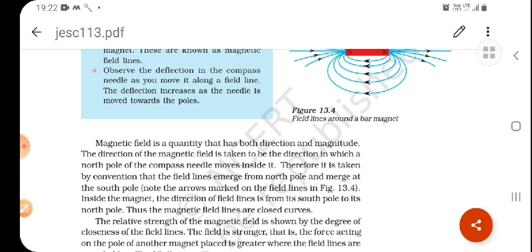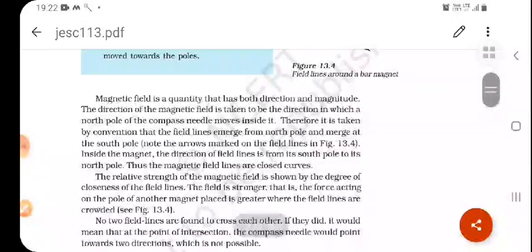The field lines emerge from the north pole and merge at the south pole. Okay, inside the magnet they emerge from the north pole and go toward the south pole, and the direction of the field line is from south to north outside the bar magnet. So here you can see these conventions.